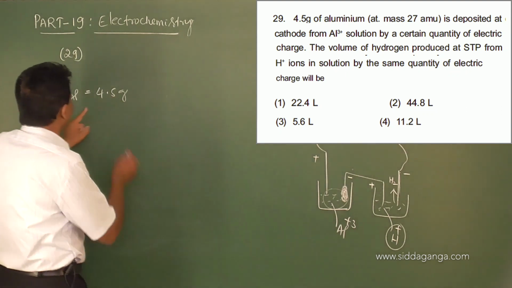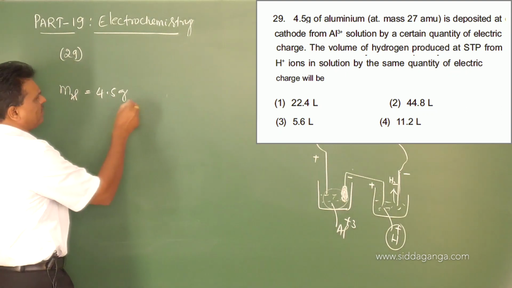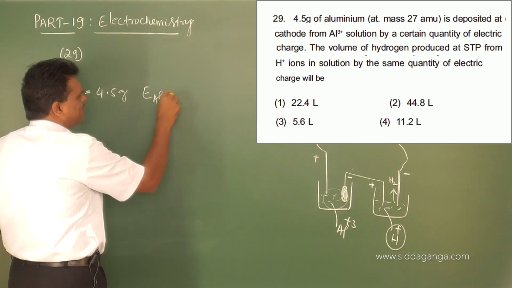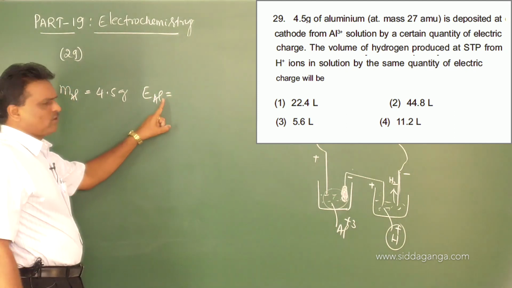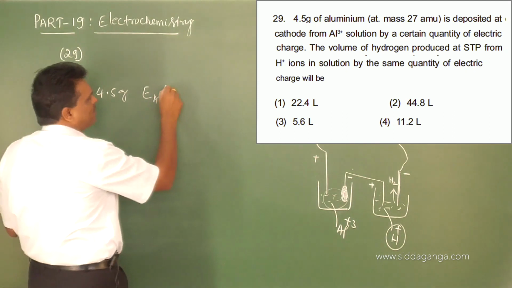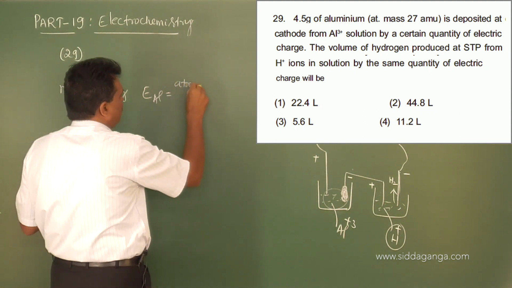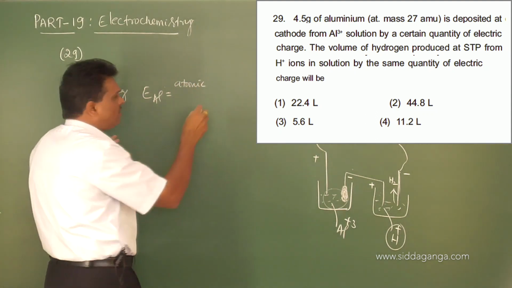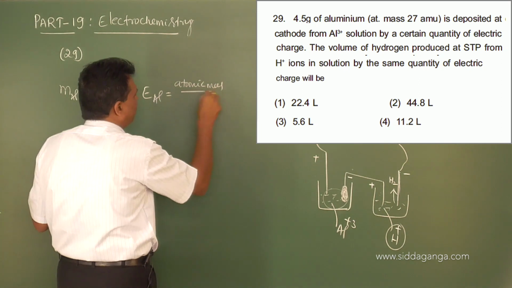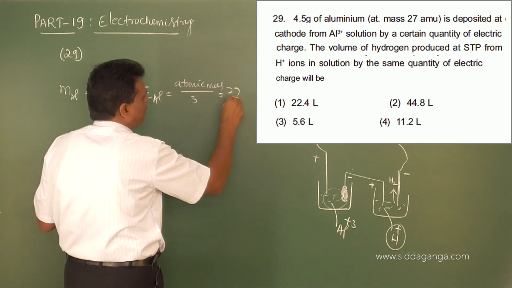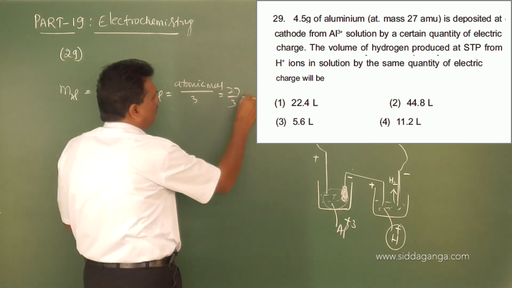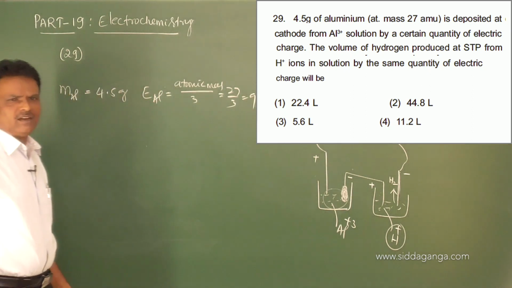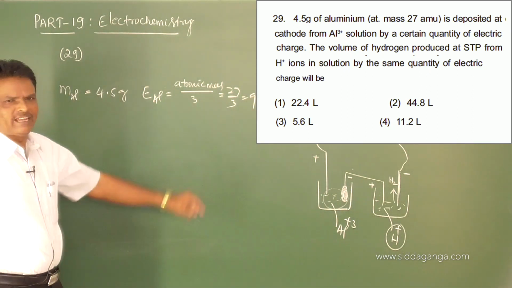So we need the equivalent mass. What is the equivalent mass of aluminium? The equivalent mass of aluminium is atomic mass divided by valency, which is 3. So 27 by 3 is equal to 9. So the equivalent mass of aluminum is 9.